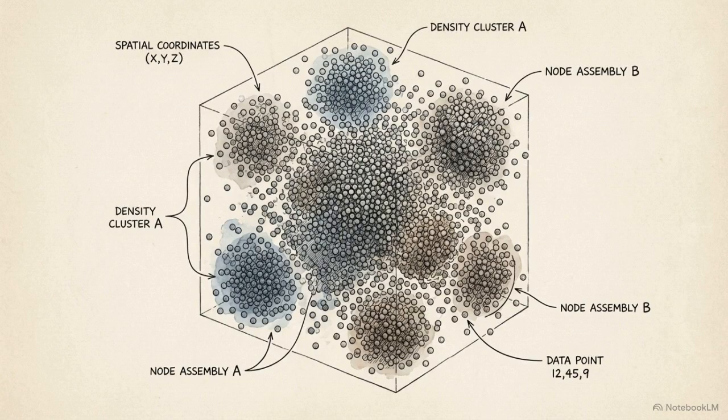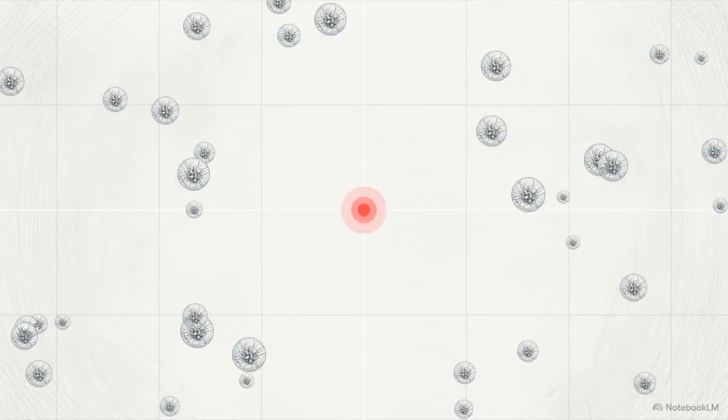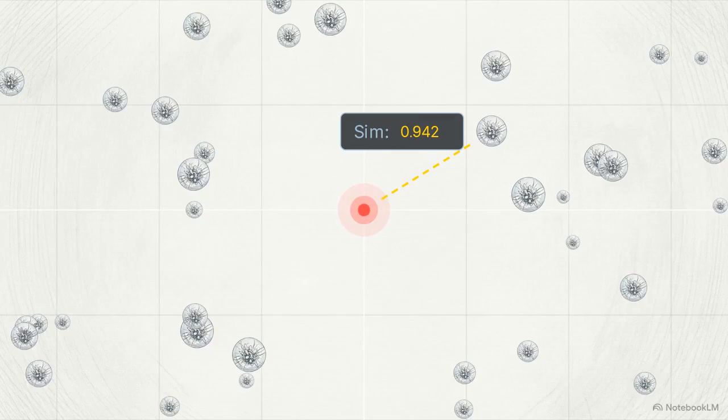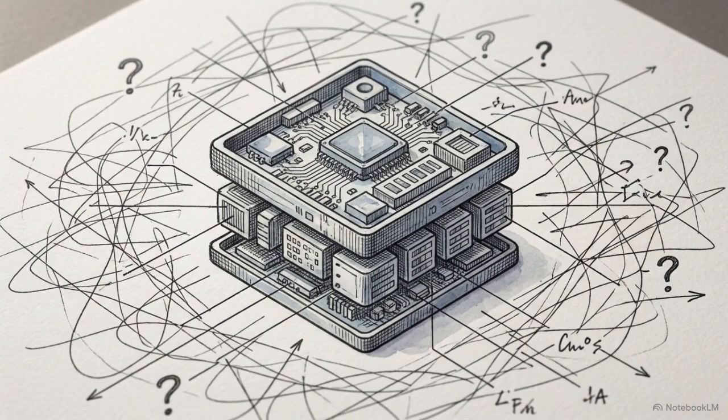Standard retrieval relies on top K cosine similarity. This is a mathematical method that measures the distance between a query and a data point in vector space. It returns the closest data, but it cannot explain why that specific data is related to the prompt.